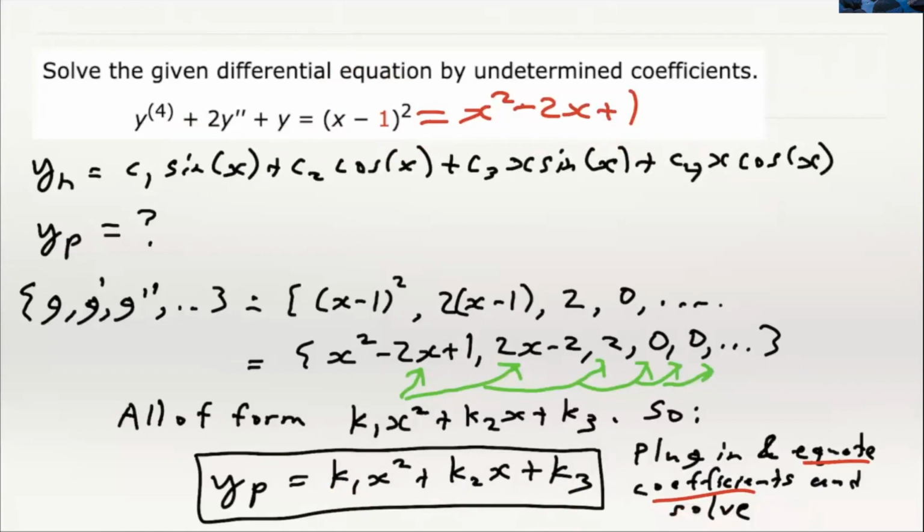So let's not finish that. We know how to plug in and equate coefficients and solve the system of equations, and we know what form to guess, and therefore we know how to use this method of undetermined coefficients to solve non-homogeneous linear differential equations with constant coefficients. That concludes section 4.4.